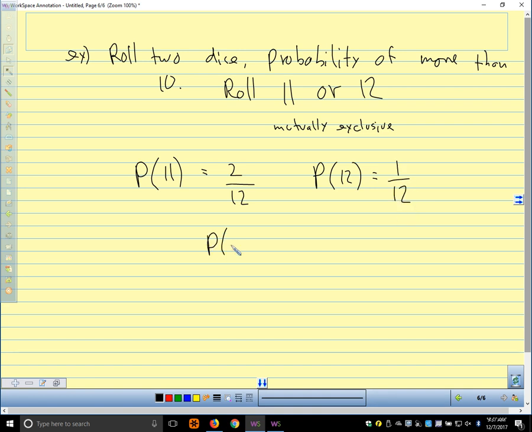So the probability of 11 or 12 is... I wrote my denominators wrong, didn't I? Those should be 36s. Not adding, multiplying. So we get 3 over 36, which is 1 over 12. I was thinking of the result too early.